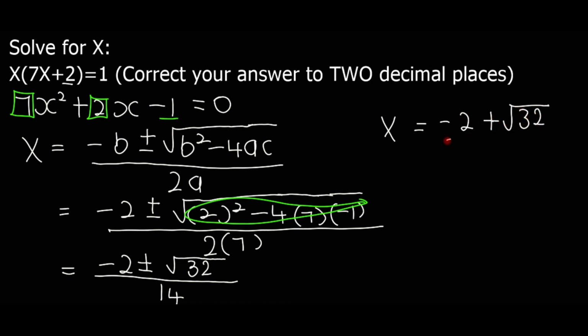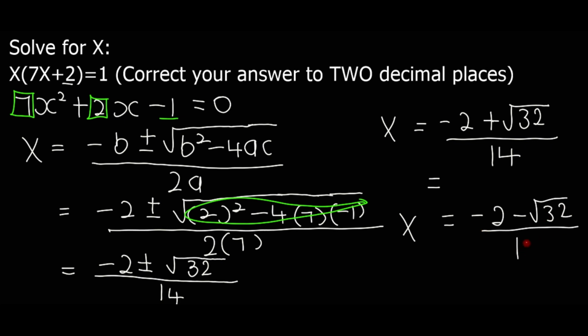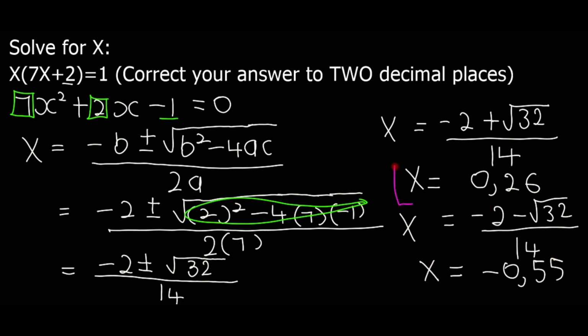root 32 and then over 14, and then I did the same thing, x is equals to minus 2 minus root 32 and then over 14, and then go press this part alone ka calculator it will fa 0.26, and then this one it will fa negative 0.55. So this is our answers.